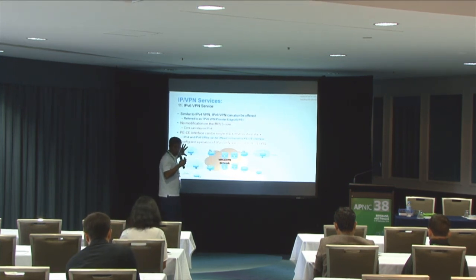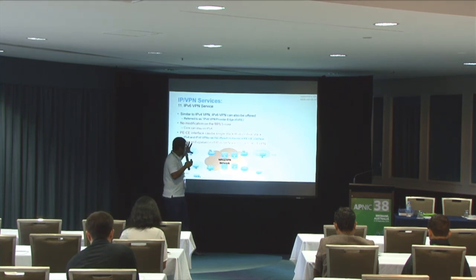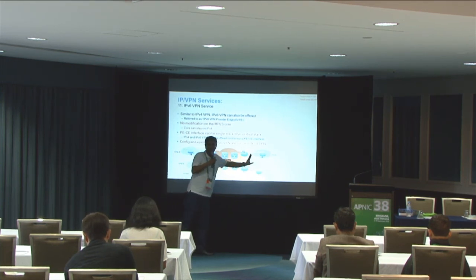So if from the customer side to the other customer side they want to communicate, we can use label-based label swapping on the infrastructure to send even IPv6 packets across, right? How can you do that?